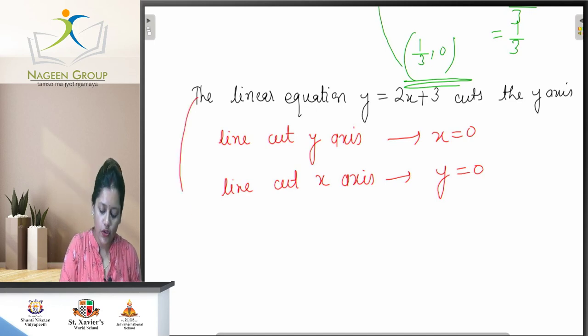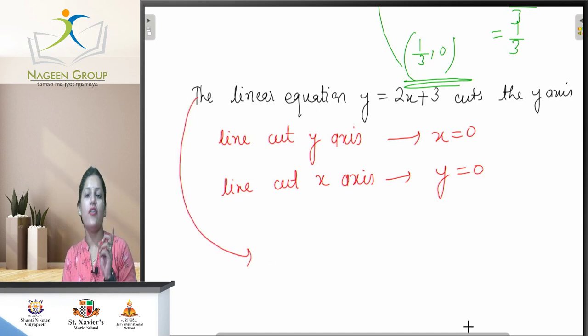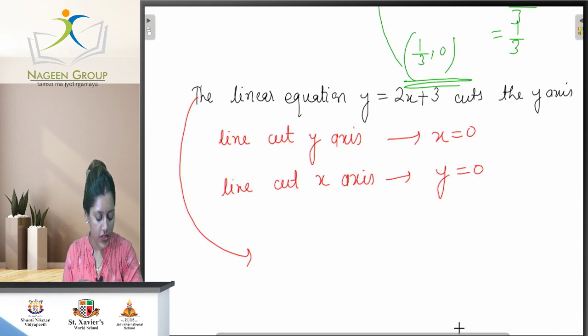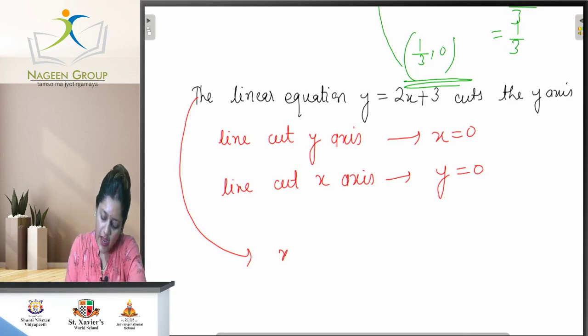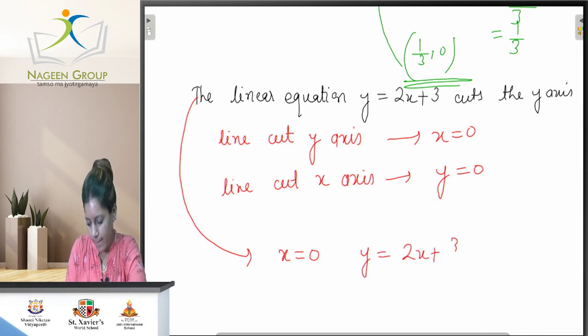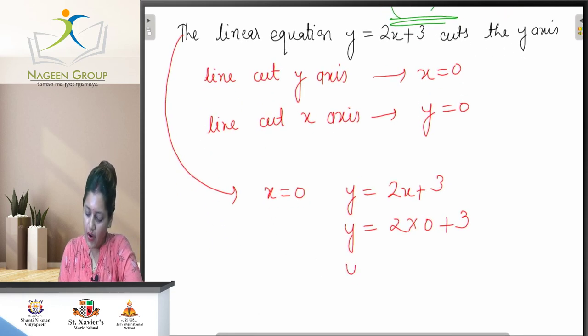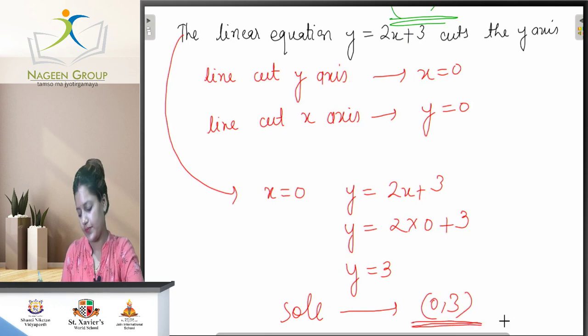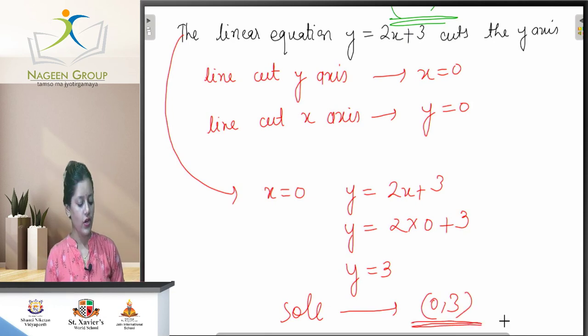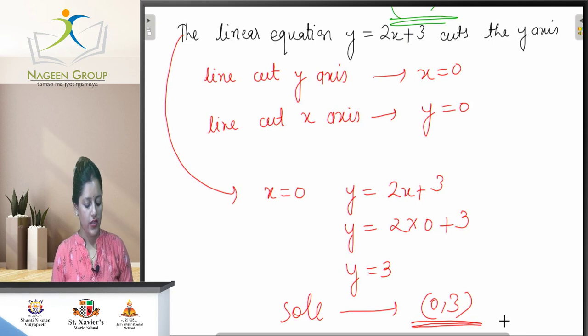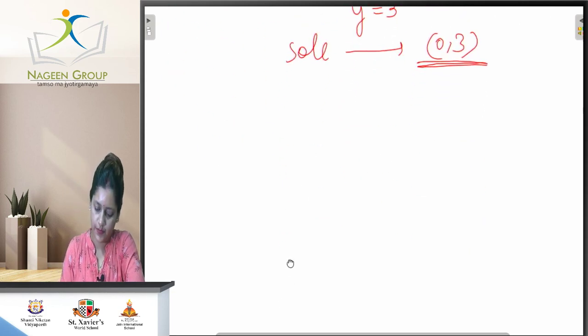In the same way, in this question, the line cuts the y-axis, so x = 0. When we put x = 0 in the equation, we get 2 into 0 plus 3, that is y = 3. So the solution is (0, 3). Understand what I am telling you here? Now the second question, next question.